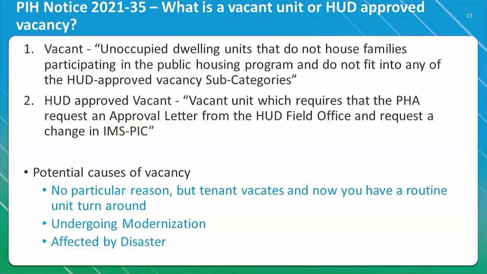So in the 2021-35 PIH notice, what is vacant and HUD approved? We're making a unique distinction between the two and highlighting the vacant unoccupied dwelling units that do not house families participating in a public housing program or do not fit in any of the HUD approved vacancy subcategory status. So that's just a regular vacant unit. That's the definition. HUD approved vacant means a unit that requires the housing authority to request an approval letter from the HUD field office.